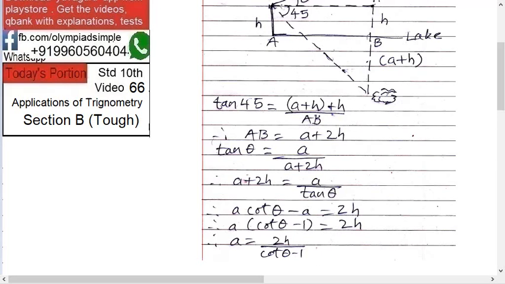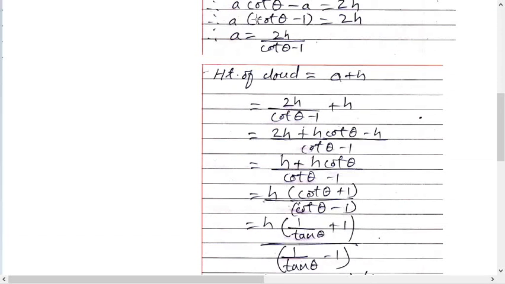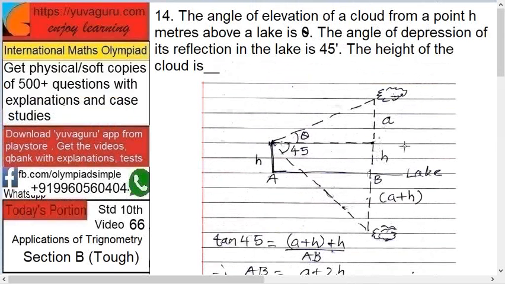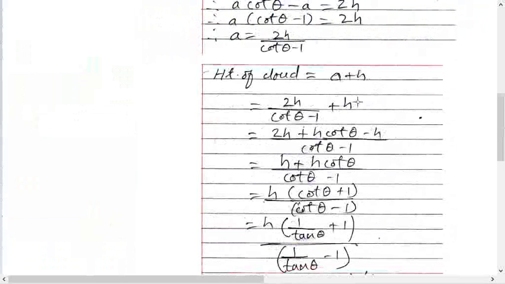Check that and solve it accordingly then. So you have got A now. But is our answer complete? No. What we want is the height of the cloud, which is A plus H. So A plus H is 2H upon cot theta minus 1 plus H.